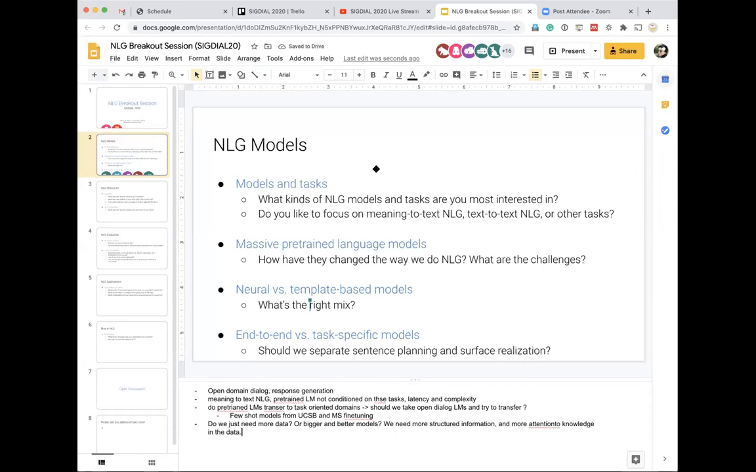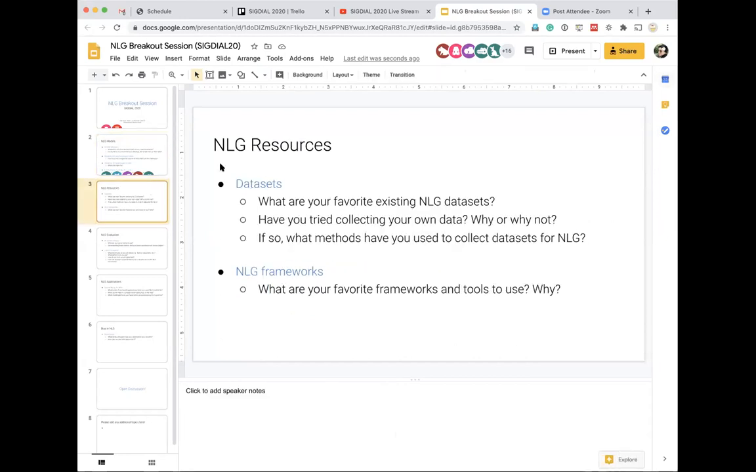Awesome, thanks. Kind of moving in, this is a good segue into our next slide here, more on NLG resources and data sets. Speaking to that, what data sets are people using the most in their work? What are you finding the most useful and most accessible? Does anybody have any comments on their favorite data sets?